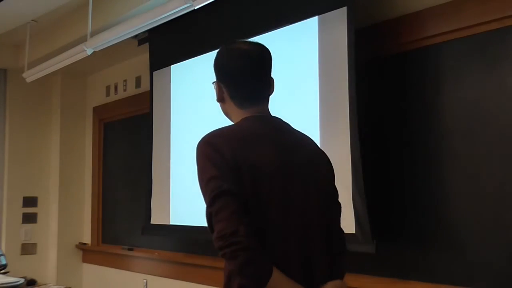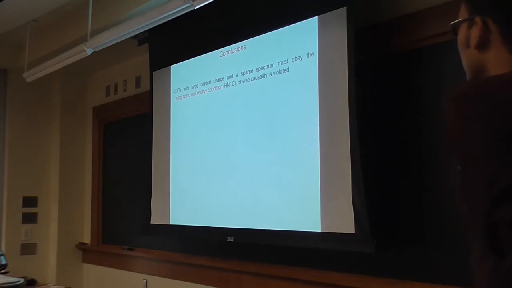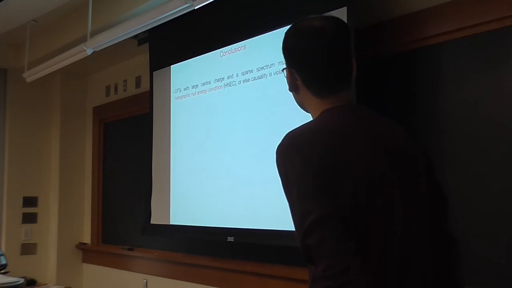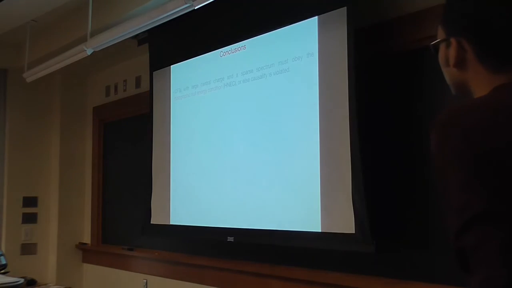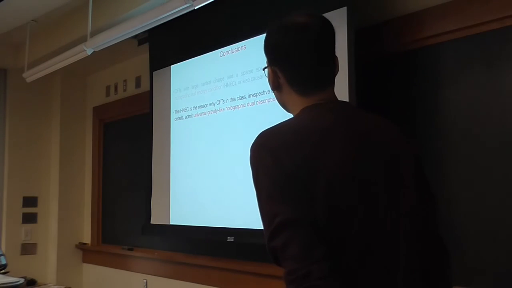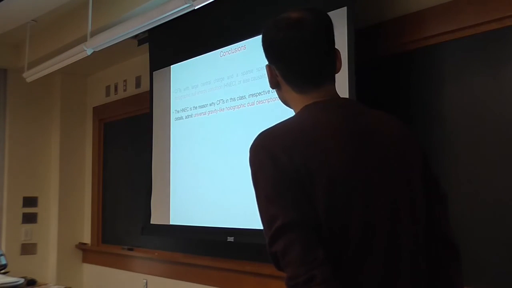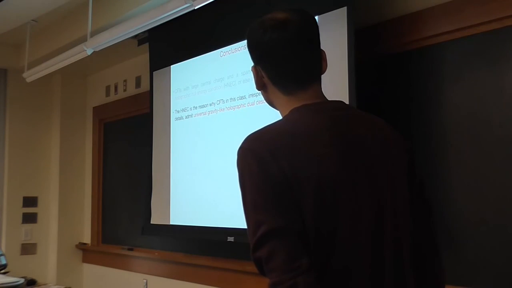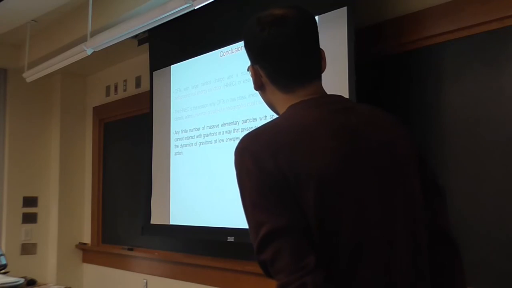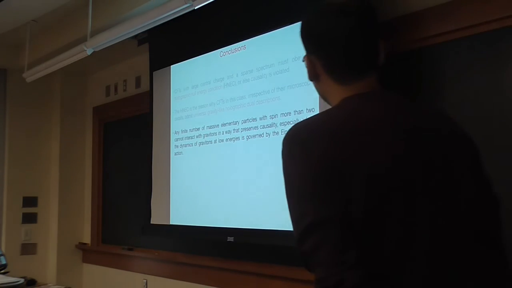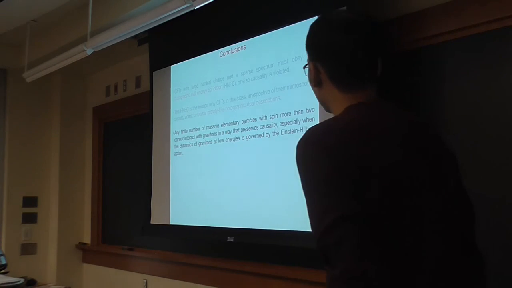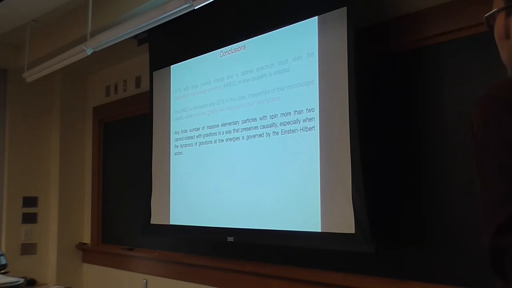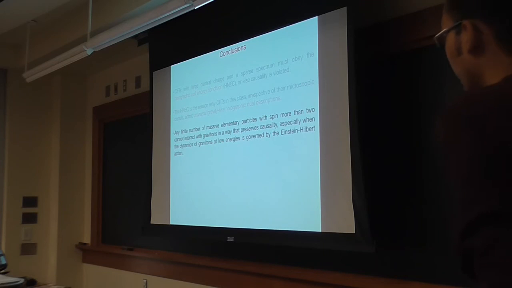Okay, let me now conclude. CFTs with large central charge and a sparse spectrum must obey the holographic null energy condition. The HNEC is the reason why CFTs in this class, irrespective of their microscopic details, admit a holographic dual description. Any finite number of massive elementary particles with spin more than 2 cannot interact with the graviton in a way that preserves causality, especially when the dynamics of the graviton at low energies is governed by the Einstein-Hilbert action.